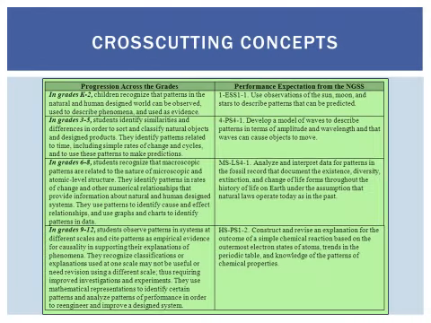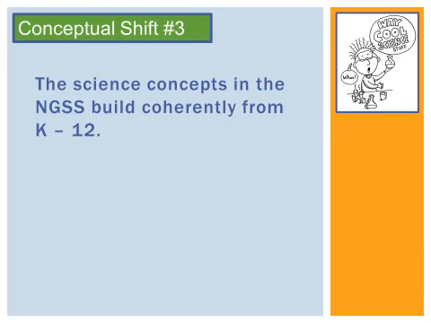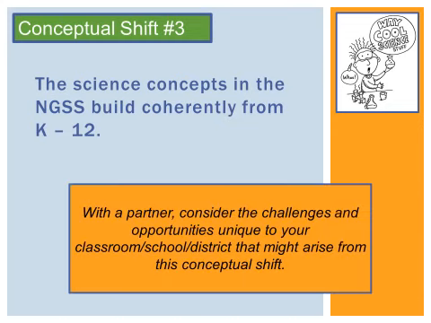And the green handout does the same for the cross-cutting concepts. Those can be found in Appendix G. And that leads us to conceptual shift number 3. The science concepts in the NGSS build coherently from K to 12. Press pause while you and a partner consider the challenges and opportunities that are unique to your classroom, school, or district that might arise from this conceptual shift.